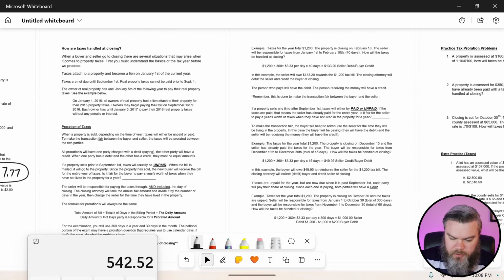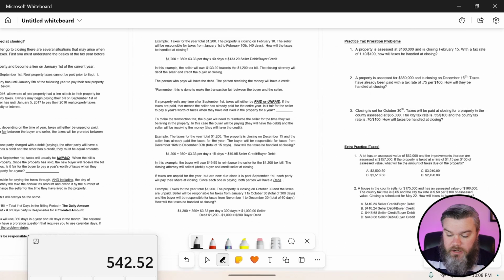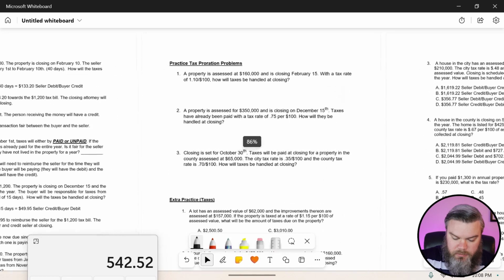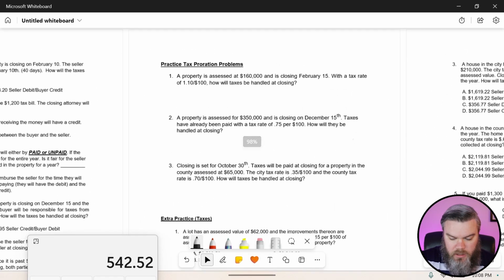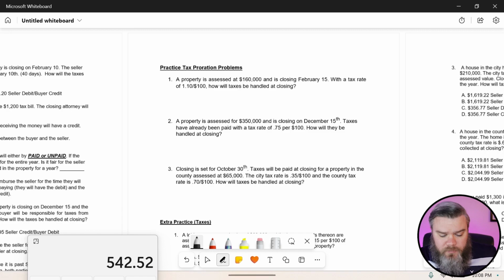This is where it talks about prorations and gives a similar explanation to what I just gave you. So let's take a look at some example problems here. And so let's start right here, okay? Property is assessed at $160,000 and is closing February 15th with a tax rate of $110 per 100. How will taxes be handled at closing?